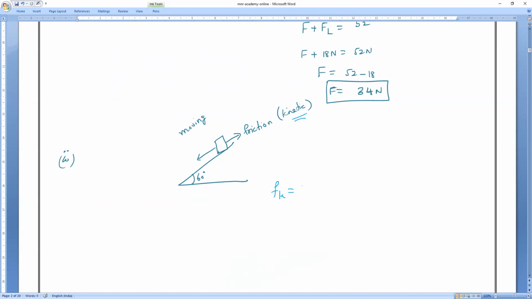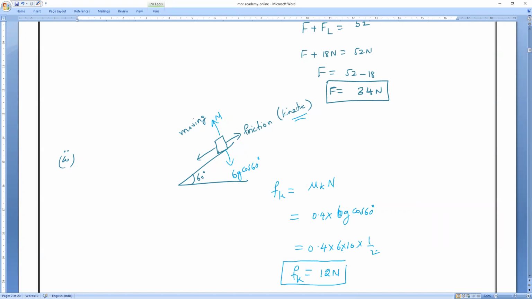Kinetic friction means what is the formula? Fk is equal to uk into N, where uk value is 0.4. What is the N value? We all know that N is equal to 6g cos 60. So Fk equals 0.4 into 6 into 10 into cos 60. Cos 60 value is 1 by 2. So 10 into 0.4 is 4, 4 sixes are 24, 1 by 2 cancels. So Fk is equal to how many newtons? 12 newtons.